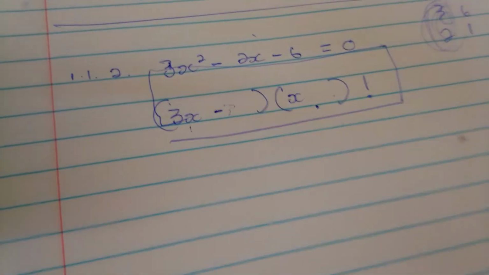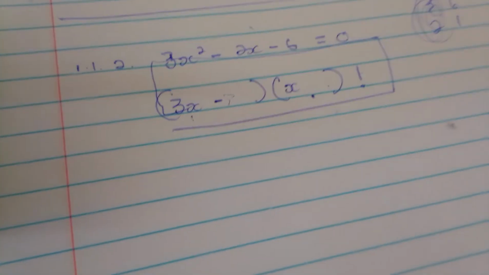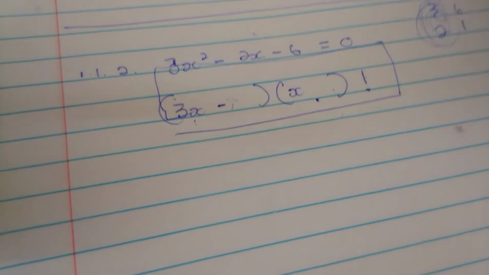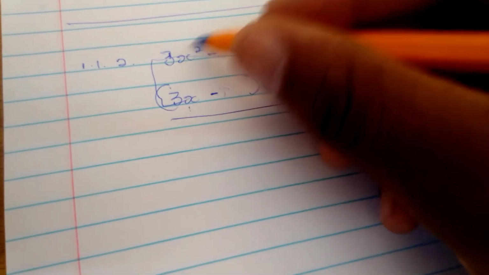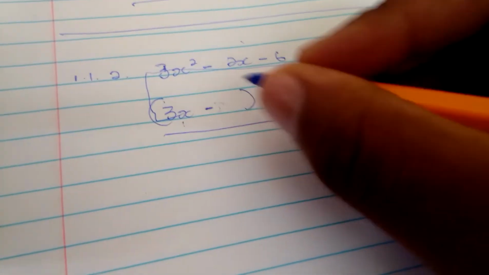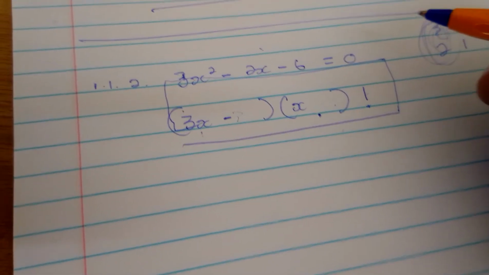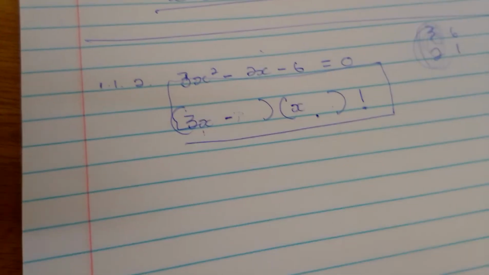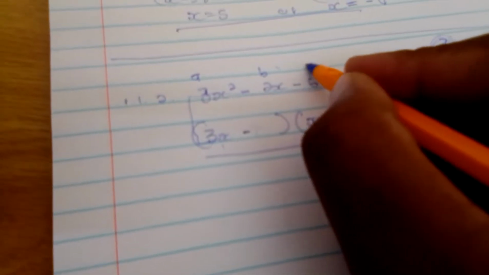Since it's not easy to do it in the usual way that we are used to, we are going to use the quadratic formula. Before you start using it, you have to check if your equation is in standard form. If you look at this one, it's already in standard form. The term with the higher degree comes first, then the term with lower degree, then the constant. Meaning our equation is in standard form. This is going to be our a, this is going to be our b, and this is going to be our c.